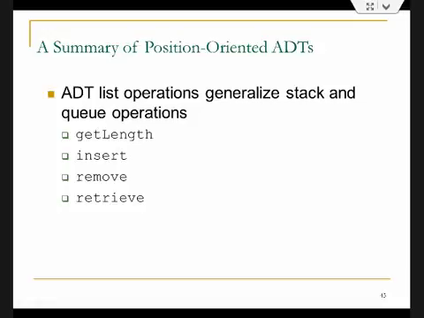And the ADT list operations generalize the stack and queue operations, so you get length, insert, remove, retrieve. They are general. They can jump all over the place, but of course, if you're using a linked list queue, when you try to jump to somewhere else, it takes more time. If you're doing an array-based list, then when you try to insert and delete, it takes more time.